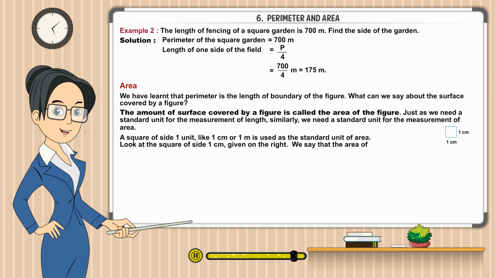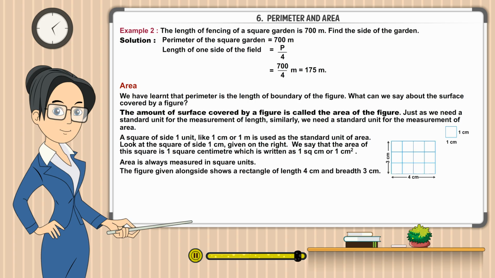Look at the square of side 1 centimeter given on the right. We say that the area of this square is 1 square centimeter, which is written as 1 cm squared. Area is always measured in square units.